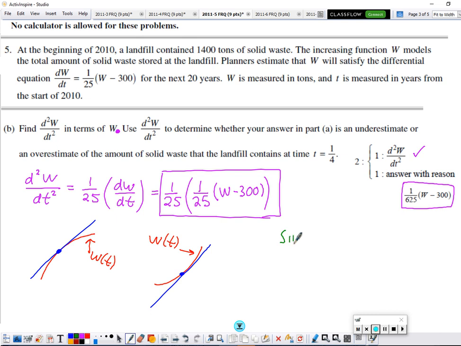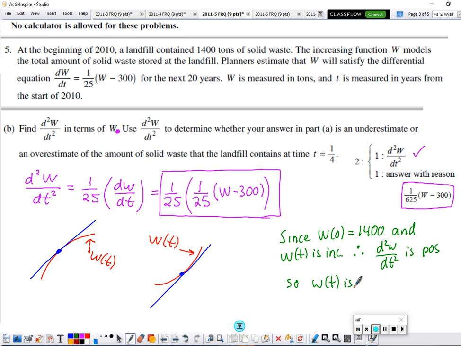Since W of 0 equals 1400, and W of t is increasing, therefore the second derivative is positive. So W is concave up. You can abbreviate. So the approximation is an underestimate. That's the point for the reason.